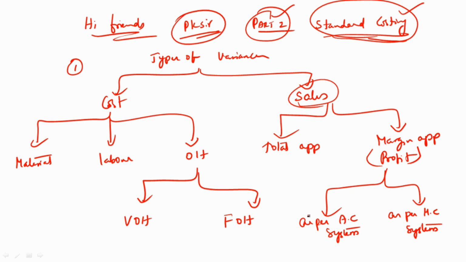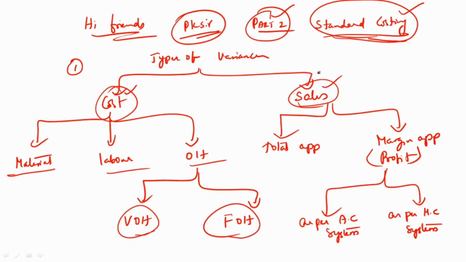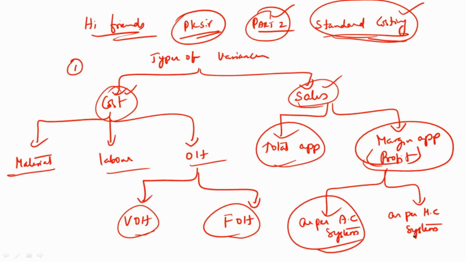So this will be the coverage of standard costing, predominantly. There are two types of variances. One is cost, the other one is sales. In cost, you have three types of variances: material, labor, and overheads. Overheads will be further classified into two: variable overheads and fixed overheads. Coming on to sales, it's again classified into two. One is total approach, the other one is margin or profit approach. Margin or profit approach will be further classified into two. One is as per absorption costing system, and the other one is as per marginal costing system.